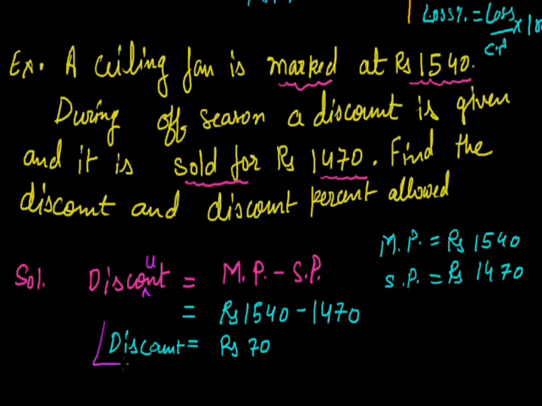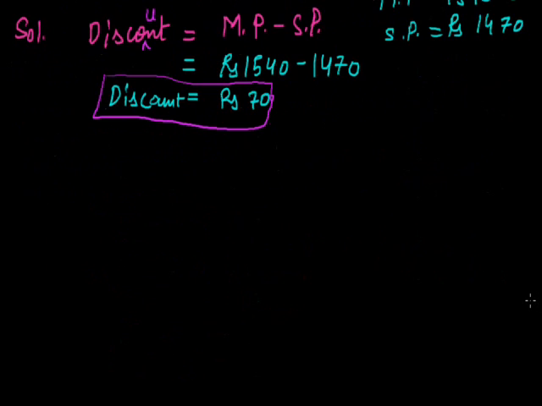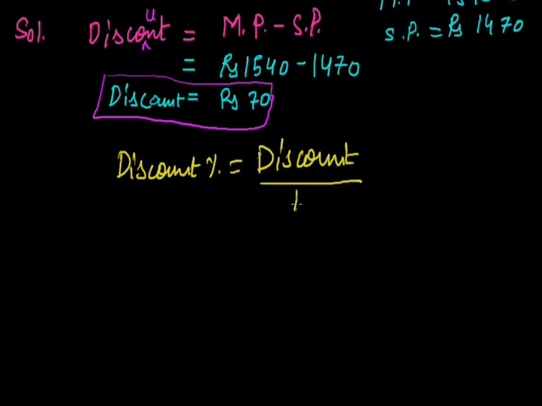Now we have to calculate the discount percent. We know that the formula for discount percent is discount upon the mark price into 100.